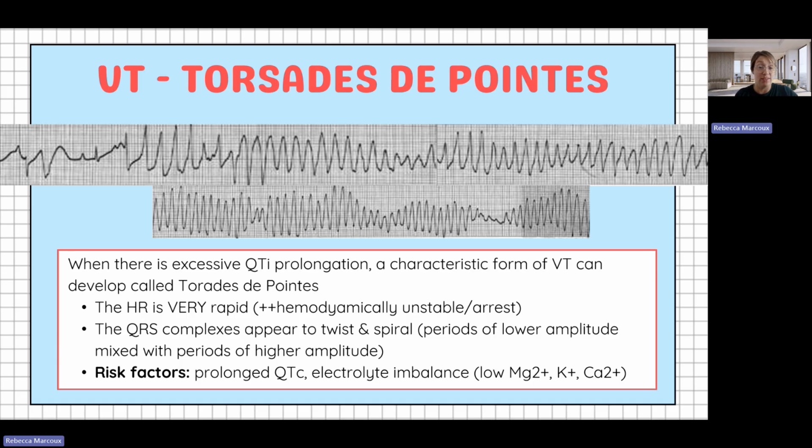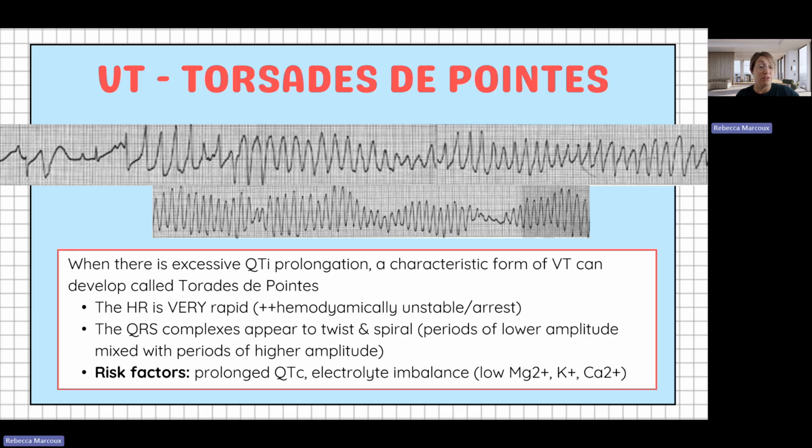if they haven't already arrested. And if we don't get them out of this quickly, they're going to arrest. The QRS complexes in this are called torsade de pointes because the complexes twist and spiral. And they're going to have these periods of lower amplitude and then periods of higher amplitude.